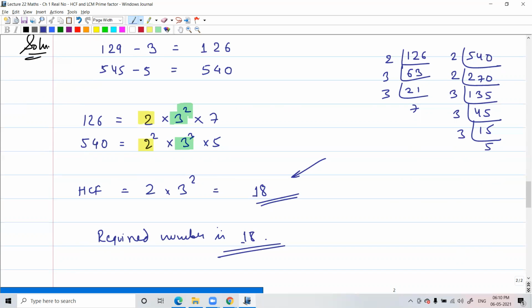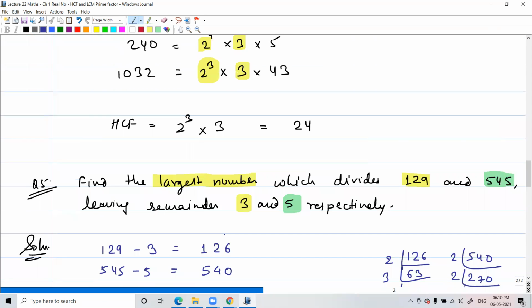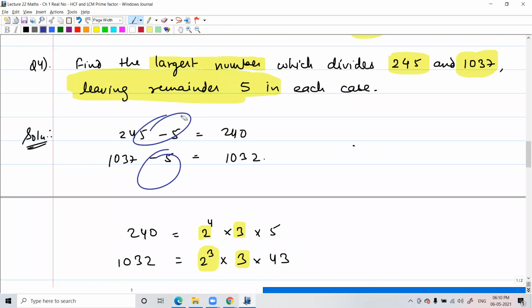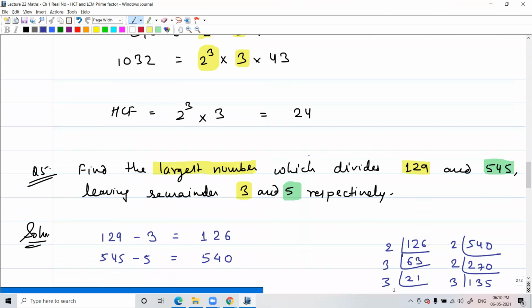Okay, so I think you people now understand how to handle this remainder thing, right? Even if the remainder is same, you'll subtract the same number from both of them. And if they're saying that a different remainder should be there, you will subtract each of them separately. 129 minus 3, 545 minus 5. So you should be able to handle these type of questions also.